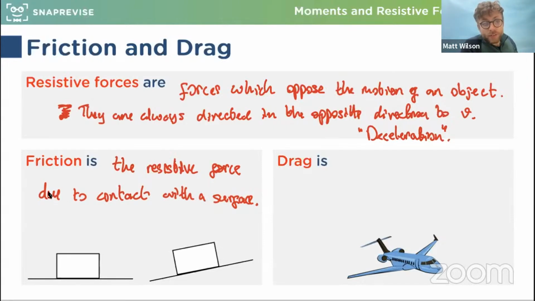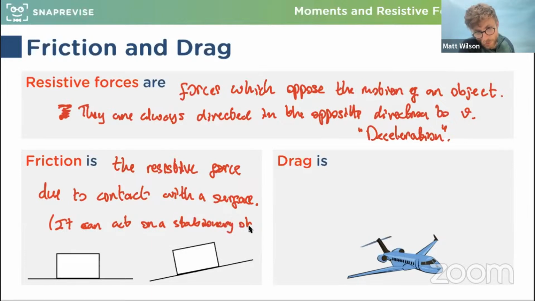A weird thing about friction that also won't be true for drag is that friction can actually act on something that's not moving by just stopping it from moving in the direction it would have done otherwise. That sounds a bit weird. We'll talk about it with a picture as well. So as a side note, it can act on a stationary body or stationary object.